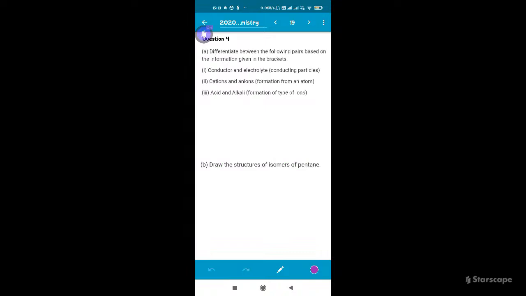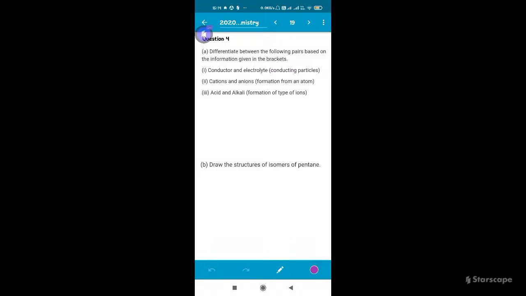So you have to differentiate between the following pair of substances based on the information given in the bracket. So based on whatever has been given in the bracket, we have to find the differences. We just cannot write anything we want. Only on the basis of the question asked, we have to write. So your first question is differentiate between conductor and electrolyte based on their conducting particles.